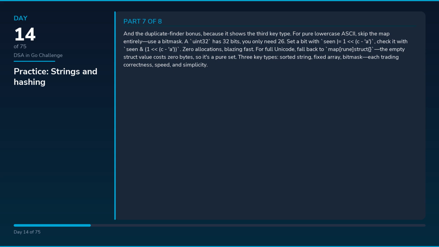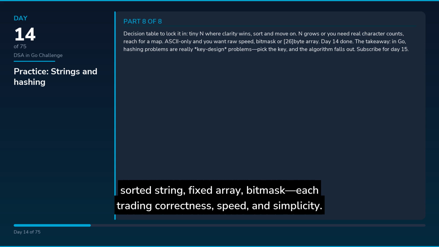And the duplicate finder bonus, because it shows the third key type. For pure lowercase ASCII, skip the map entirely. Use a bit mask. A uint32 has 32 bits, you only need 26. Set a bit with seen |= 1 << c. Check it with seen & (1 << c). 0 allocations, blazing fast.